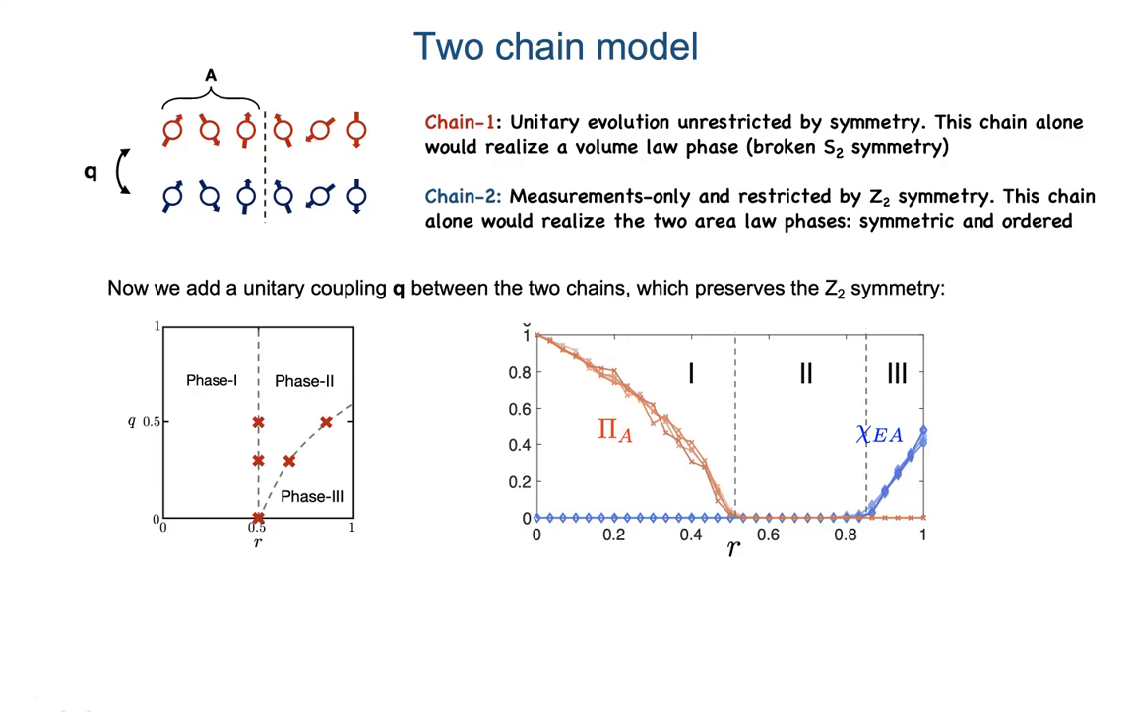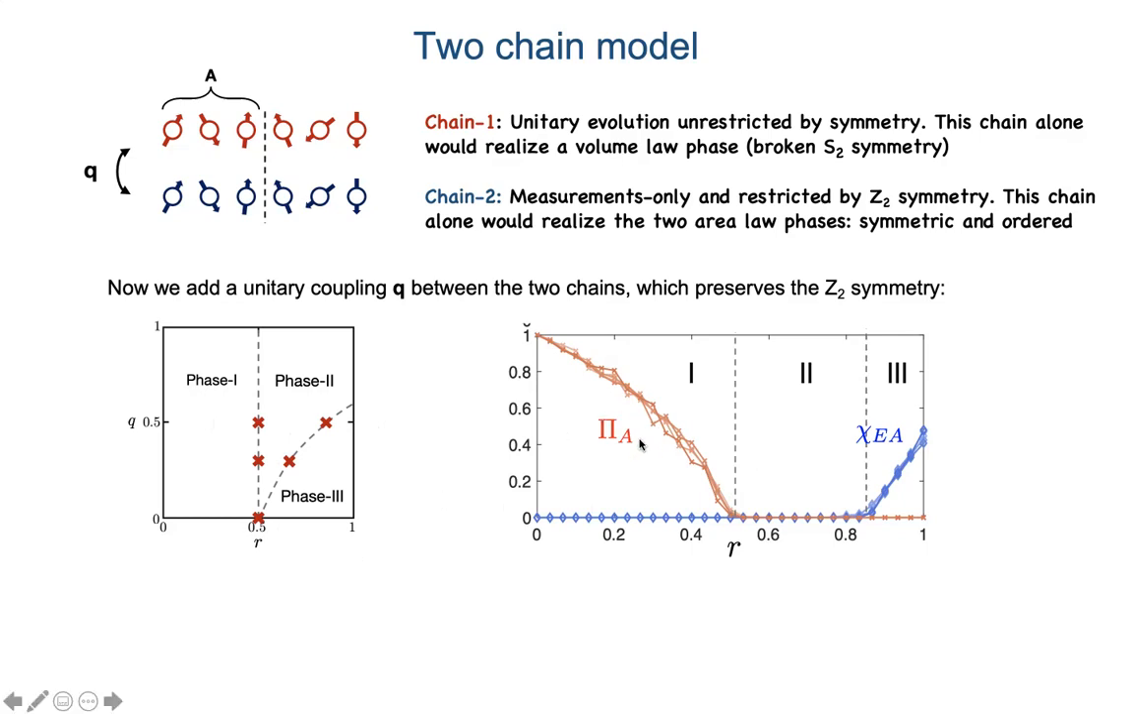But now let's couple them with a unitary coupling that respects the Z2 symmetry. In the ground state picture, each one of those chains evolves to an effective ground state, which is gapped. So this small coupling between them should not really change the fact that we have a volume law phase with some order. But at the critical point between the 2 ordered phases, it turns out that this coupling is relevant and it opens up a new phase. That is a phase that would not be expected if you had only Z2 symmetry.